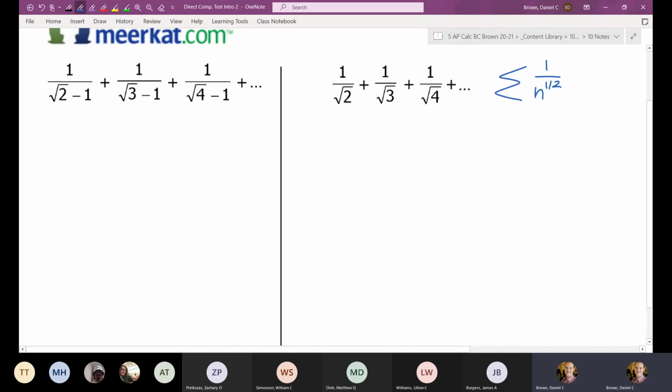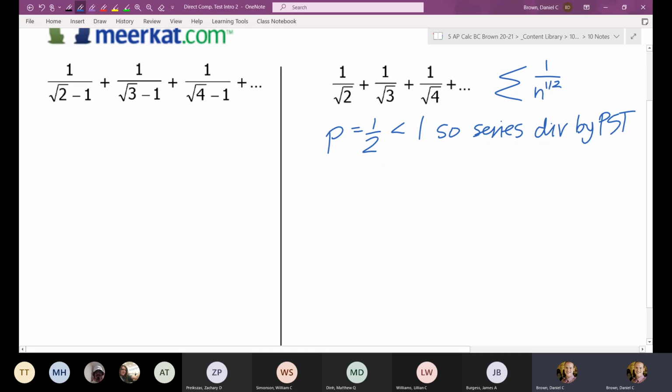When you are doing a direct comparison test, I will say you don't have to identify the starting value. As long as you identify the formula for the series, that's fine. We are going to have to still justify it, so I'm going to have p is equal to 1/2, which is less than 1, so the series is going to do what? Diverge by the p-series test.